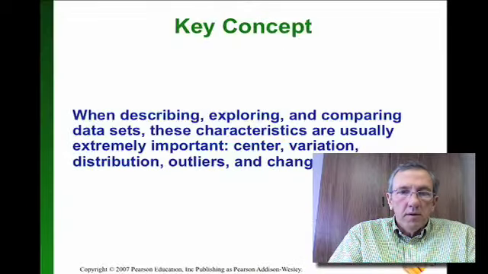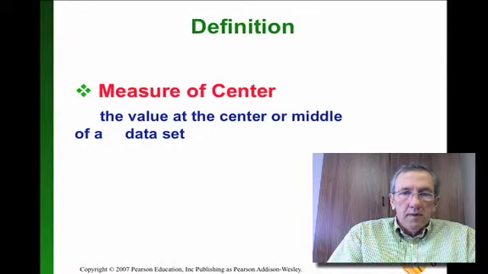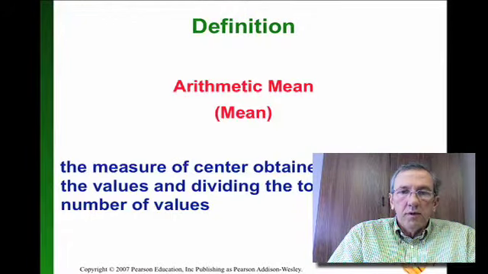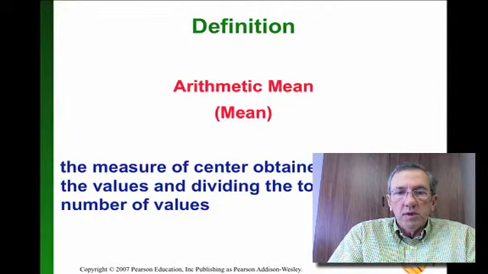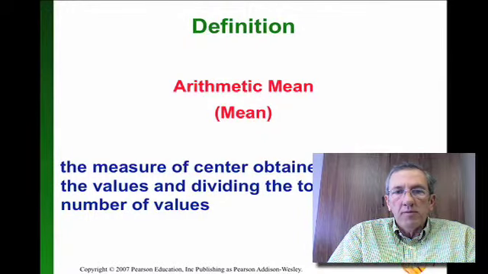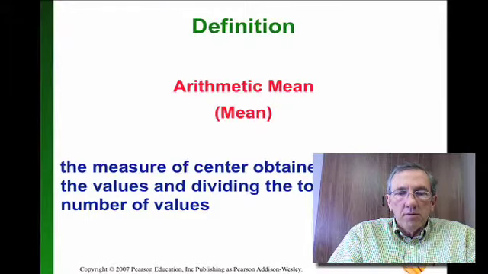So measures of center, they're one of the most extremely important things that we look at in statistics. It's the estimate of the center of a data set. The first one, and the one we're most familiar with, is taking all the numbers, adding them up, and dividing by the sample number.